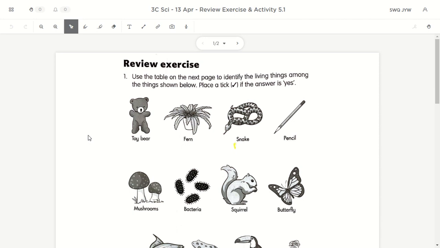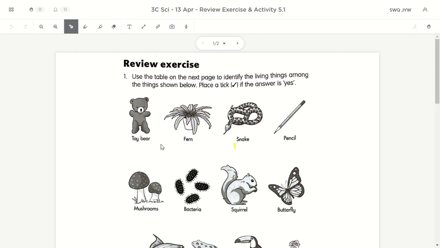Today we'll be going through the homework for yesterday, which is the review exercise as well as activity 5.1, only for page 30. And then after that, we'll go through a few examples of materials on the SLS lesson. After that, I'll leave you to do page 31, which is the second part of activity 5.1, about classification of materials. All right, so let's go through the answers for yesterday first.